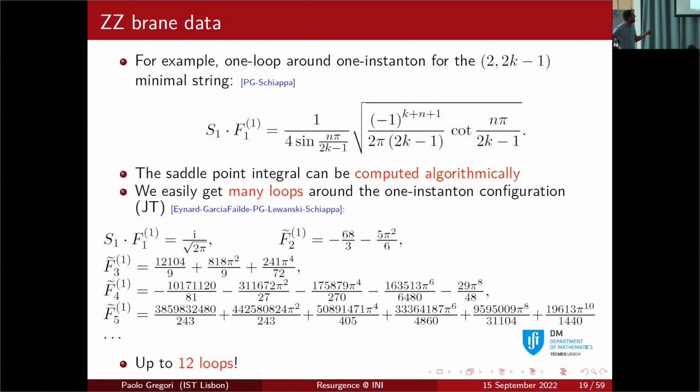And so for the JT case, we got many loops around the one instanton configuration. Here I show you the first 5, but we got up to 12. Unfortunately, topological recursion is not a very fast recursion. So we cannot really go to astronomically high numbers, but still, it's funny that for us, computing perturbative and computing non-perturbative is essentially the same level of difficulty.